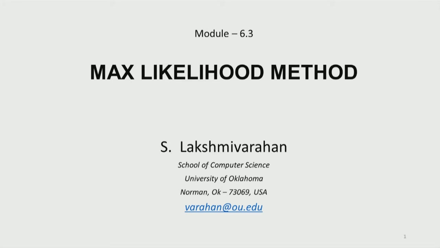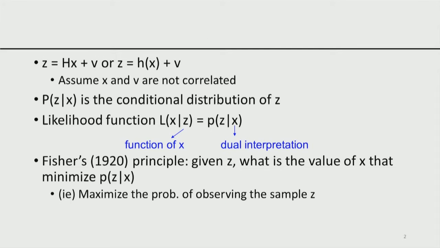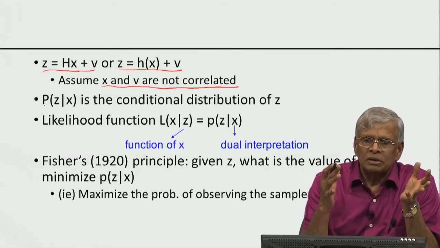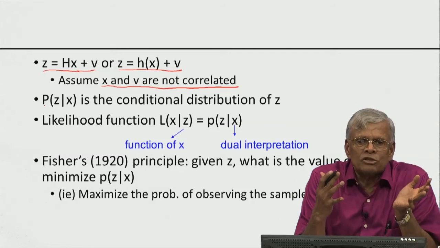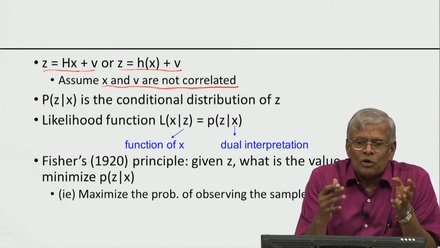So, a quick exposé of the maximum likelihood method. Let z be equal to h(x) plus v, linear or nonlinear. Assume x could be random, v is always random. If x is random, v and x are uncorrelated. In the Fisher case, we assume x is an unknown constant. So there is no prior distribution as in the case of Bayes. x is an unknown constant.